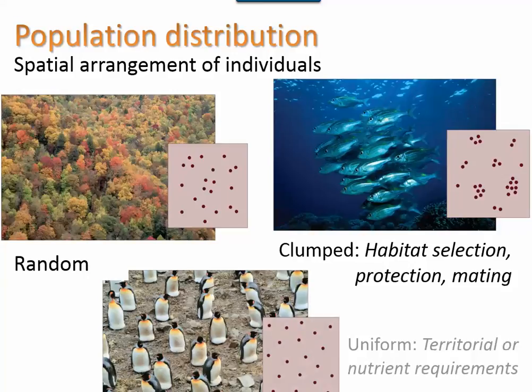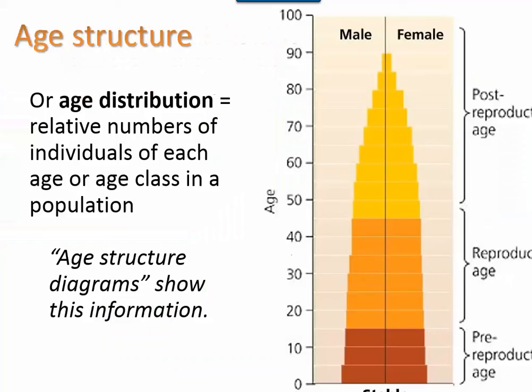And then you also have a uniform distribution, which is often seen with animals who are territorial or have certain nutrient requirements, where if they get too close, they each don't get enough nutrients.